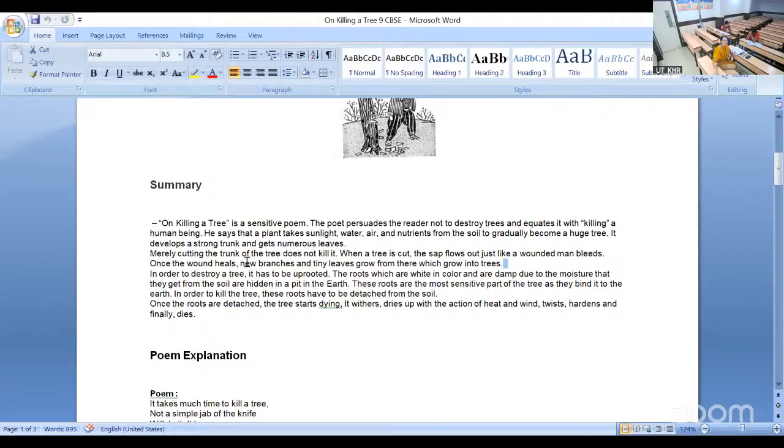Okay. Merely cutting the trunk of the tree does not kill it. When the tree is cut, the sap, that is called sap, the gummy thing that is coming out, flows out just like a wounded man bleeds. Once the wound heals, new branches and tiny leaves grow from there, which grow into trees. In order to destroy a tree, it has to be uprooted.